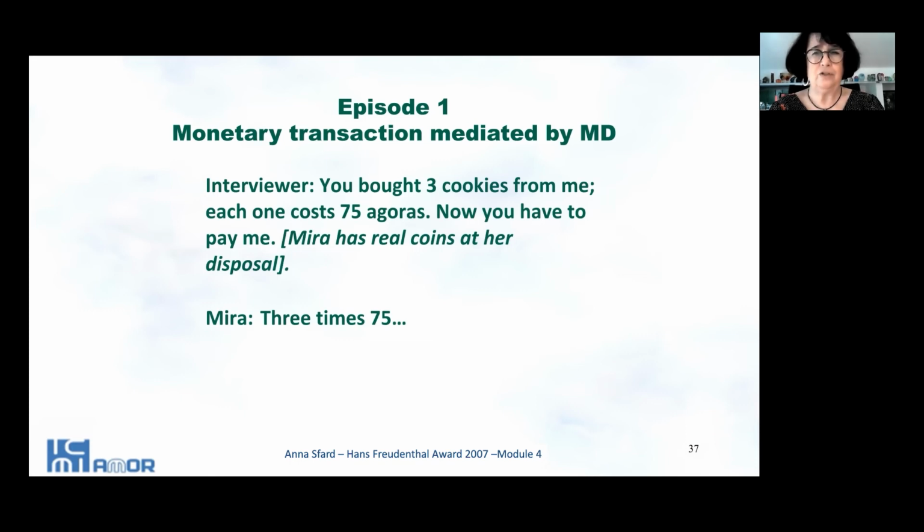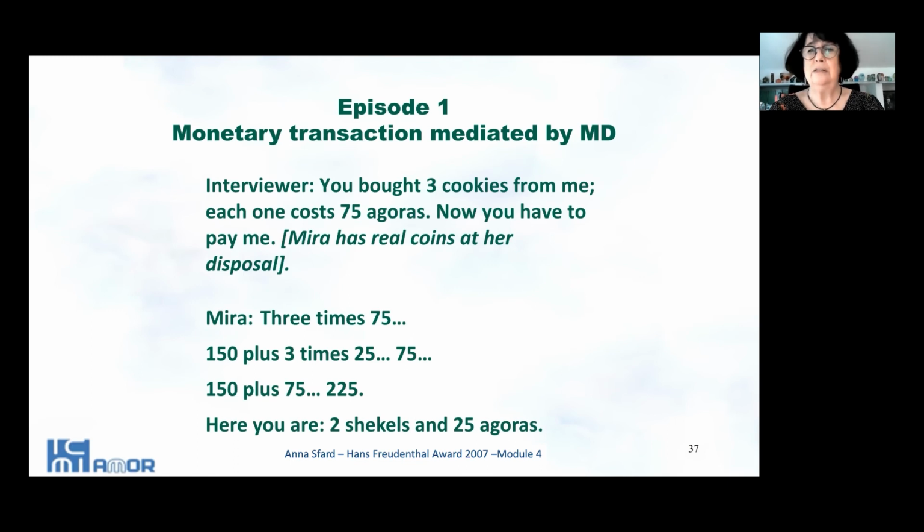3 times 75, she says. 150 plus 3 times 25. 75, 150 plus 75, 225. Here you are, 2 shekels and 25 agoras. While saying these last words, Myra passes 2 coins of 1 shekel, which is another Israeli monetary unit, such as dollar or pound, and then she adds the set of coins composed of 2 coins of 10 agoras and 1 of 5.